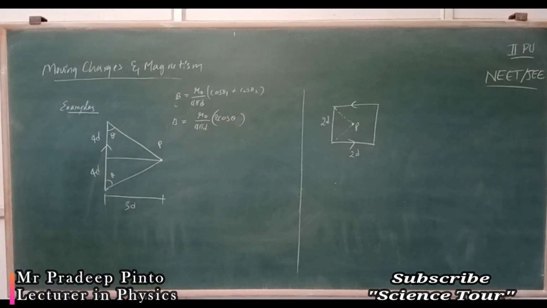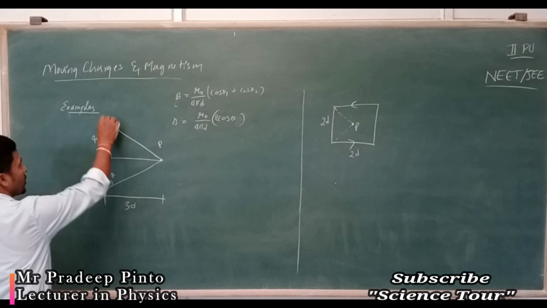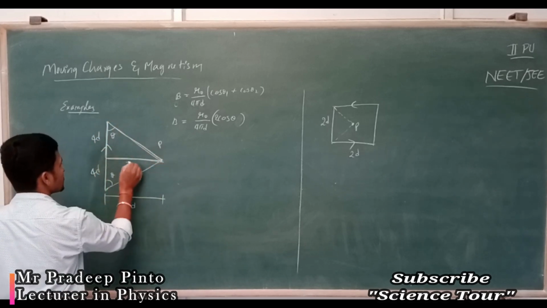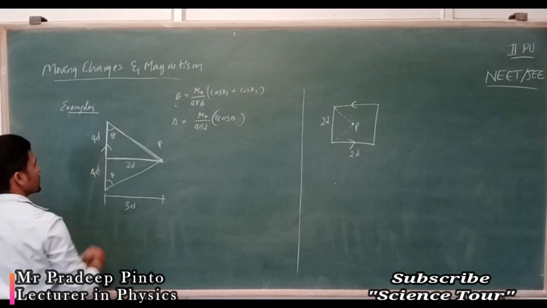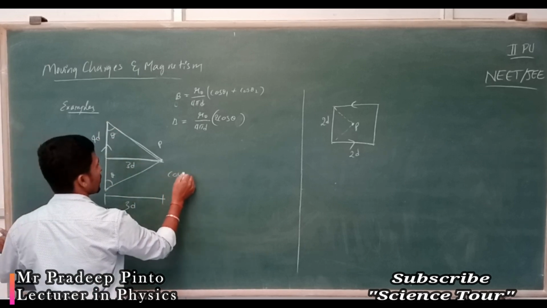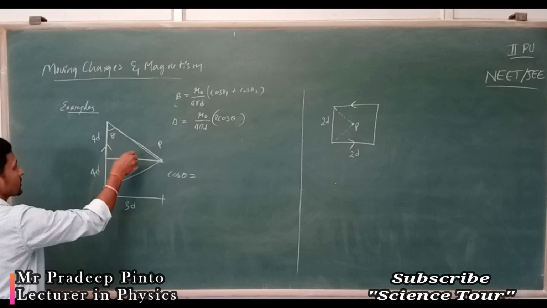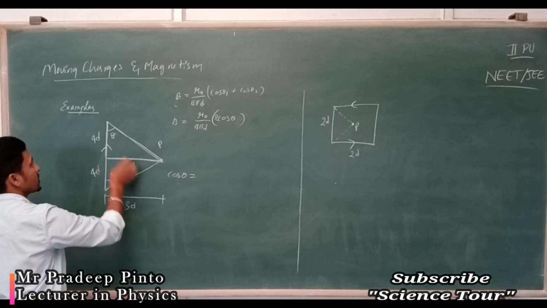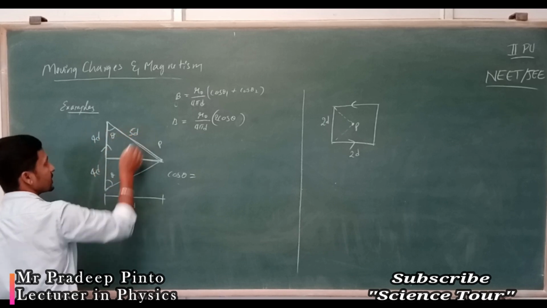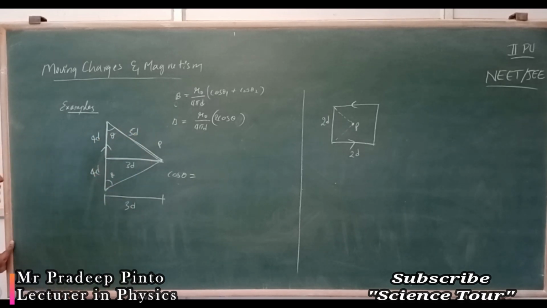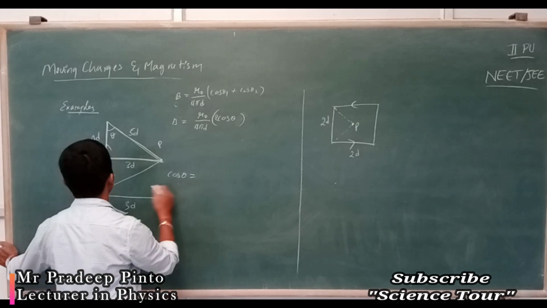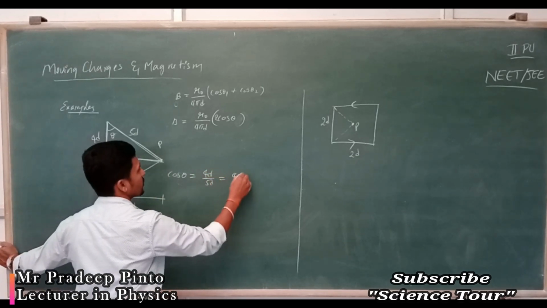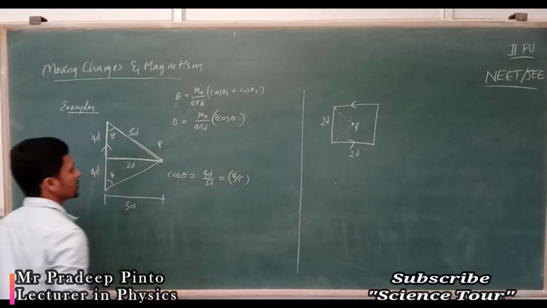But what is the value of cos theta? I can take any one of the angles. This side is 3d, and this is 4d. So cos theta is adjacent by hypotenuse. If it is 3 and 4, then the hypotenuse is 5d, since 3, 4, 5 is a Pythagorean triplet. So cos theta is nothing but 4d divided by 5d, which is 4 by 5.